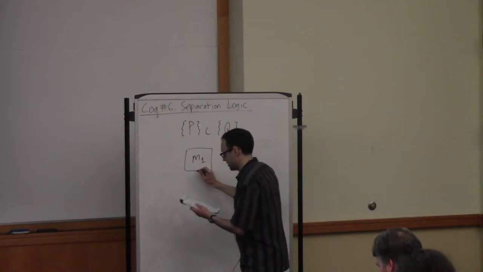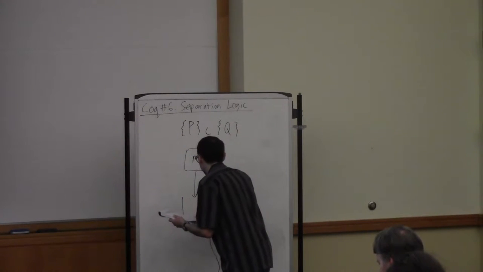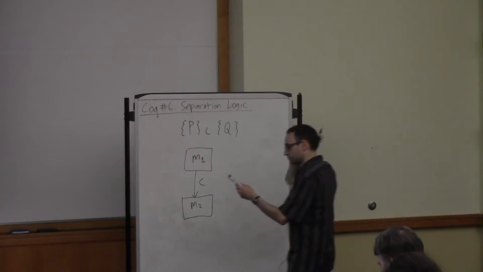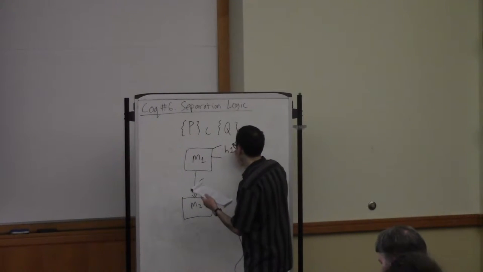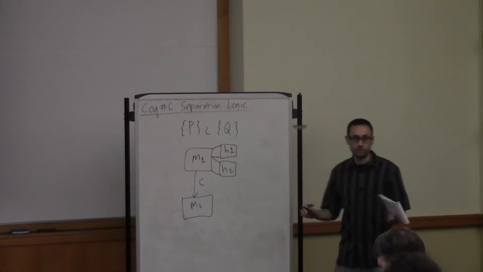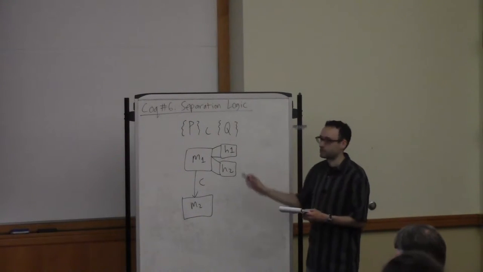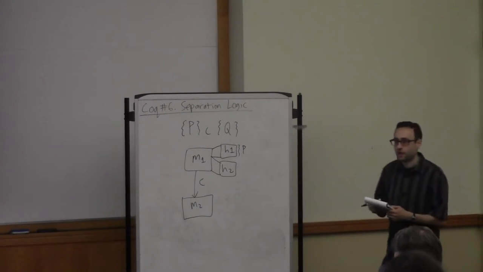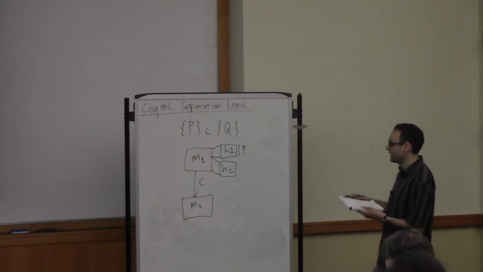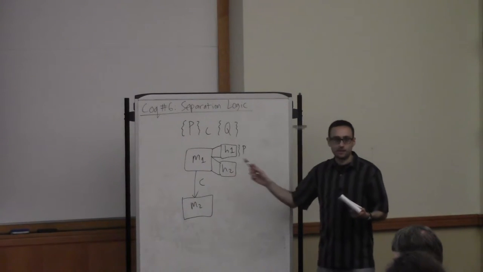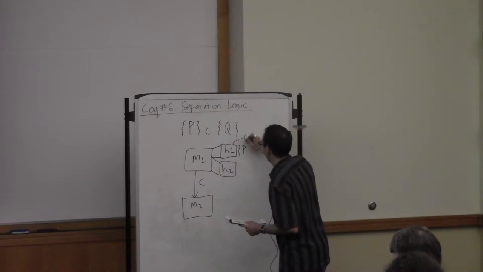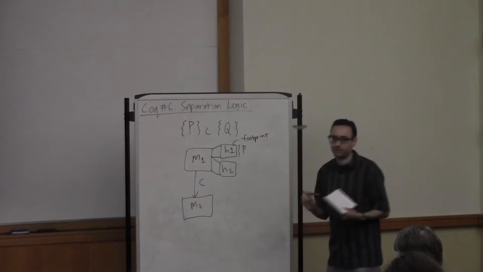Let's say we started out in memory 1, and then we ran the command, and this took us to memory 2. So the meaning of the Hoare triple is as follows. I'm going to split the memory into two of these different partial heaps. Here's heap 1, and here's heap 2. So heap 1 and heap 2 have disjoint domains. They cover different memory addresses, but together they cover all the addresses from the original memory. And I want to say that the precondition P applies to heap 1. It doesn't even know anything about heap 2. And the intuition is heap 2 is the part of memory that this command C isn't going to read from or write to. So it's irrelevant to the execution of C. And we sort of call heap 1 the footprint of this program. It's the part of the memory that actually matters for the execution of this program.